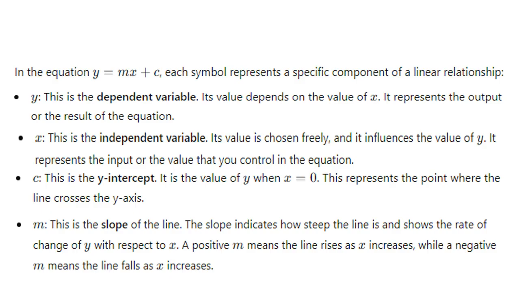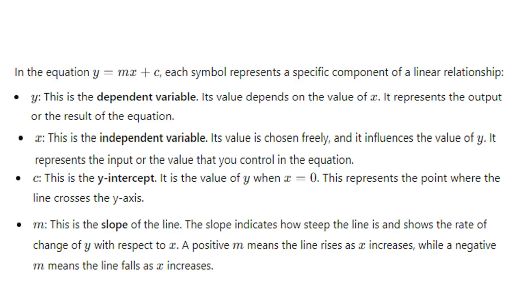Looking at m in that equation, m represents the slope of the line. The slope indicates how steep the line is and shows the rate of change of y with respect to x. A positive m, the positive slope, means the line increases as x increases. A negative m, or a negative slope, means that the line falls as x increases.